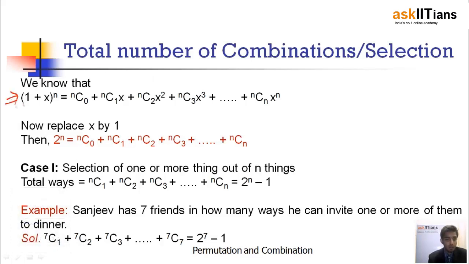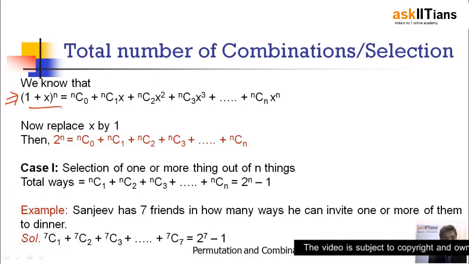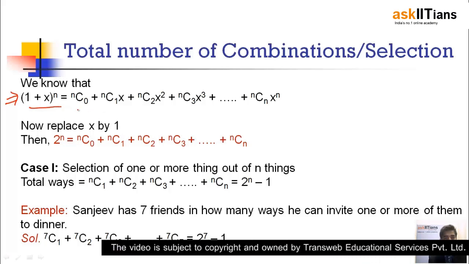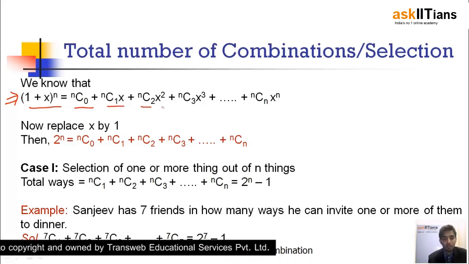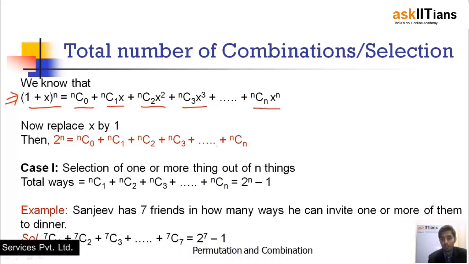Now by the binomial theorem we know that the expansion of (1 + x)^n is given by C0 + C1x + C2x^2 + C3x^3 + ... + Cn x^n. If I replace x by 1, then I will get the sum of all the binomial coefficients. Now what is this? This is nC0, so I take 0 objects out of n objects, plus 1 object out of n objects, 2 objects out of n objects, and similarly n objects out of n objects. So that will be given by 2^n.